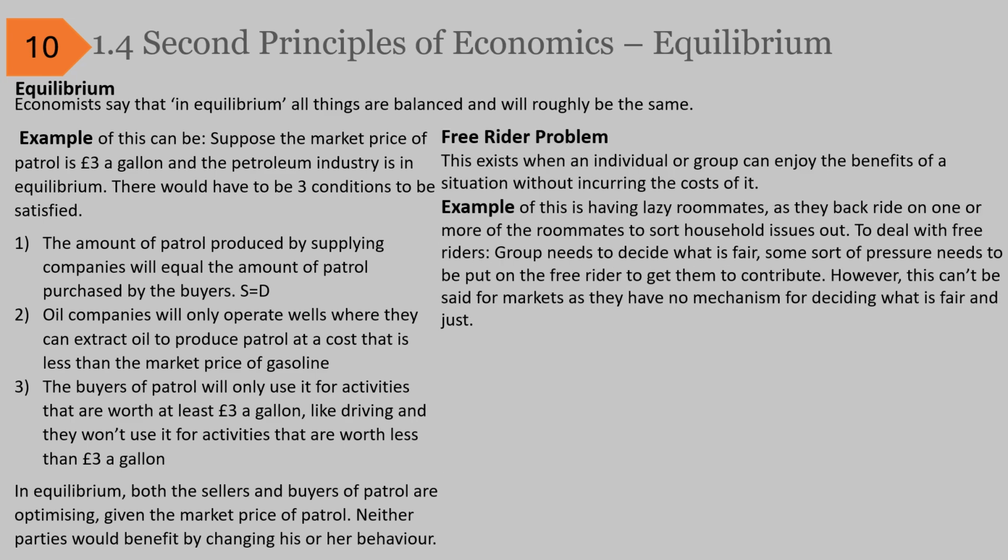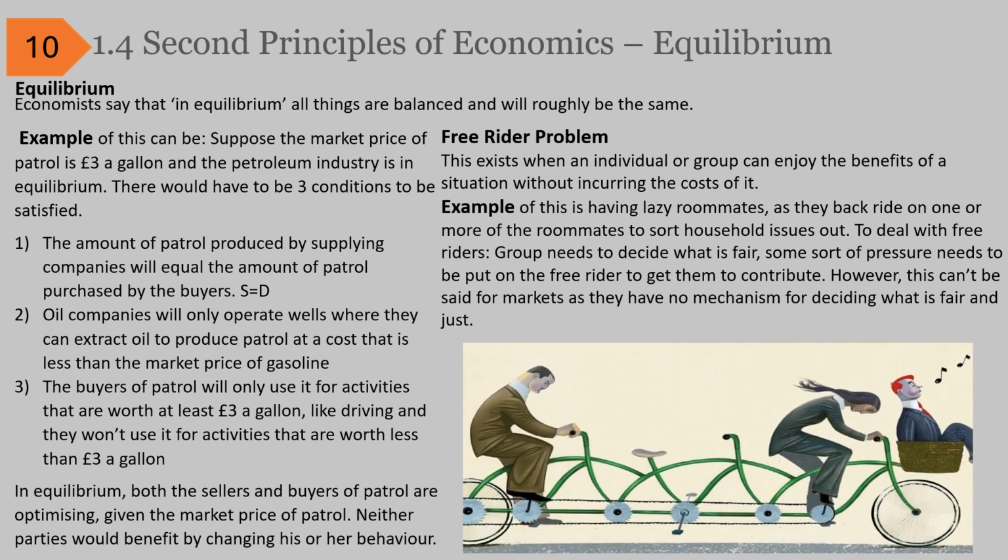So this is when the free rider problem comes in. This exists when an individual or group can enjoy the benefits of a situation without incurring the cost of it. An example of this is having a lazy roommate. In university, we all know there's this one person. They tend to have other people do things for them. So it's when they ride on one or more of the roommates to sort out household issues.